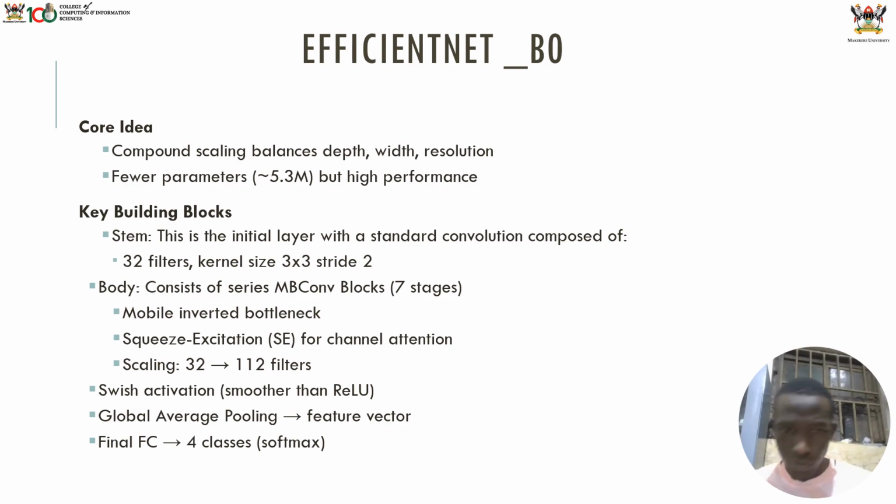Then from there, shall we go to our global average pooling. After the extraction process, the next step is the average pooling, and this converts the feature maps into a single feature vector, which reduces the number of parameters and also prevents overfitting. Then we have our final fully connected layer, which outputs the probabilities.